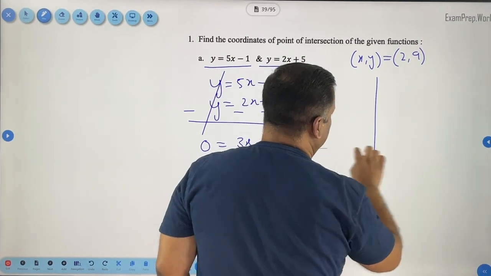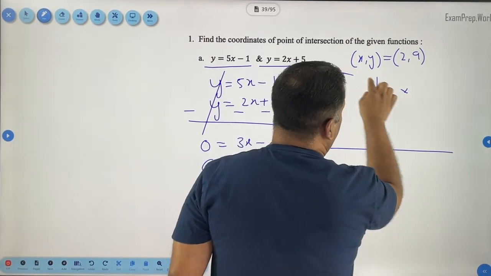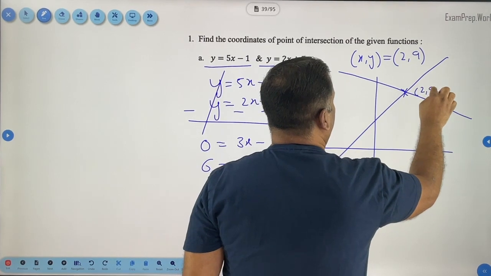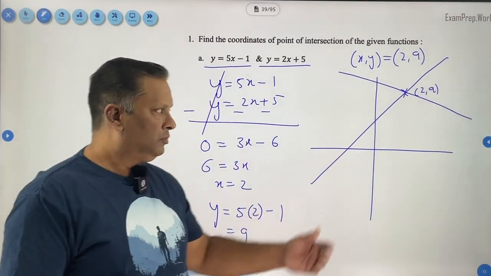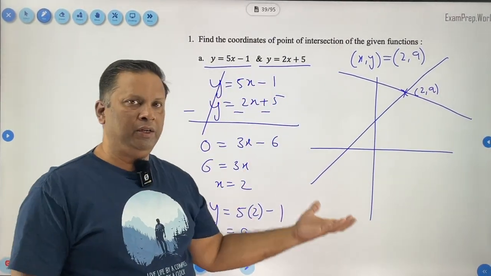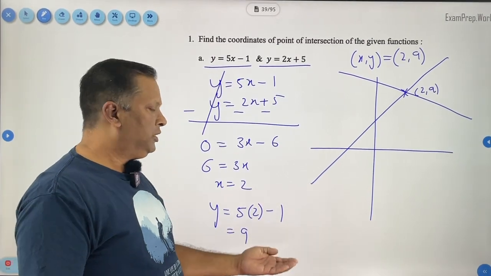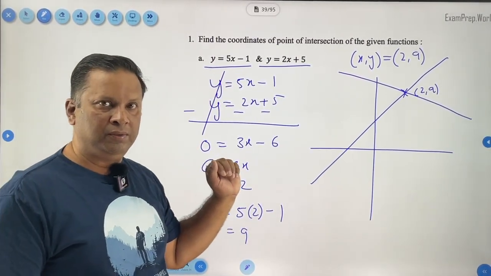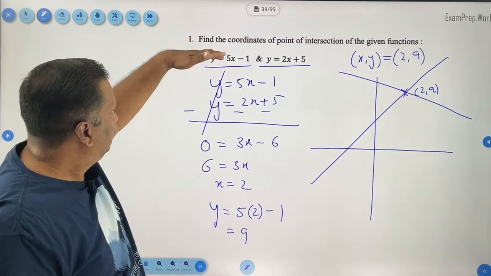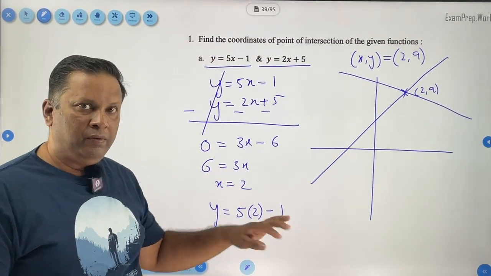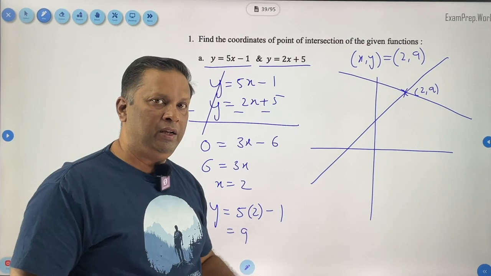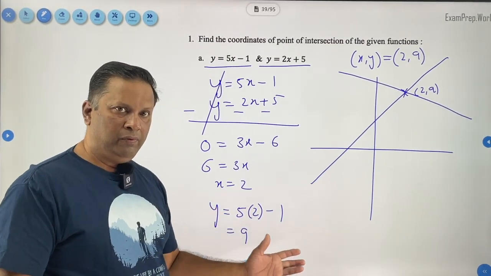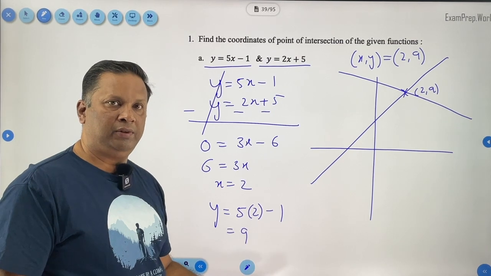It will look something like this. If (2, 9) is here, one of the functions will be going like this, one of the functions will be going like this. This is (2, 9). This is the point of intersection. What we are doing here is simultaneous equations, right? This is a complete chapter on its own, but here we are studying this in functions because both are linear equations. Now we have other types also, where we have a quadratic and linear, and two quadratics. Let's do them. Pause the video, do it yourself. Write all the things which I have written here, okay?